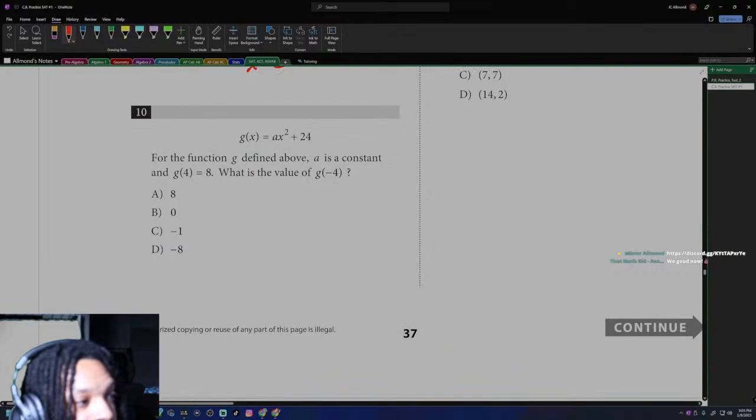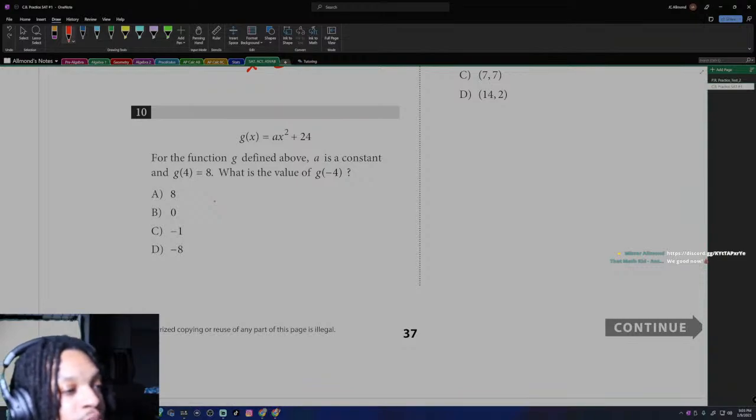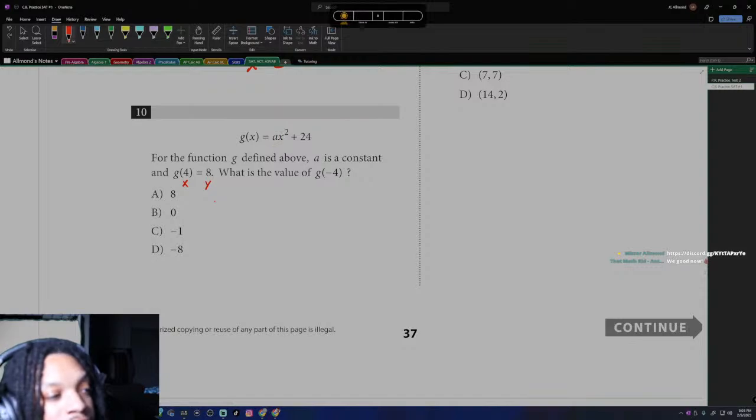Number 10. For the function g defined above, a is a constant and g of 4 equals 8. What is the value of g of negative 4? Okay, bet. So they're telling us that when x is 4, y is 8. I'm going to use that because I can't find g of negative 4 until I know what a is. I've got to figure out a first. And here's how I'm going to do that. g of x, that's like my y.